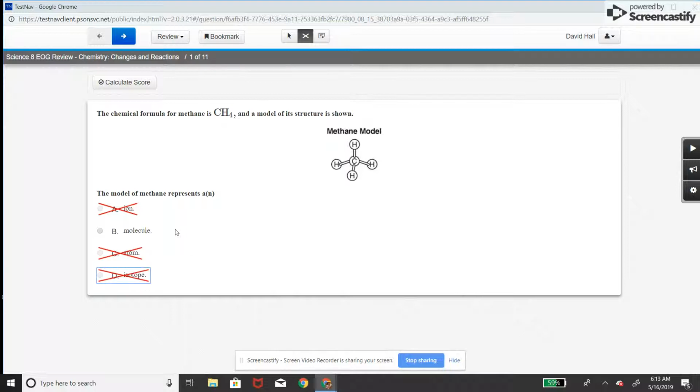A molecule means more than one element bonded together. Do we have more than one element? Yes, we do. This would be the correct answer. It would also be called a compound. A compound is not a choice. Molecule is the best choice here.